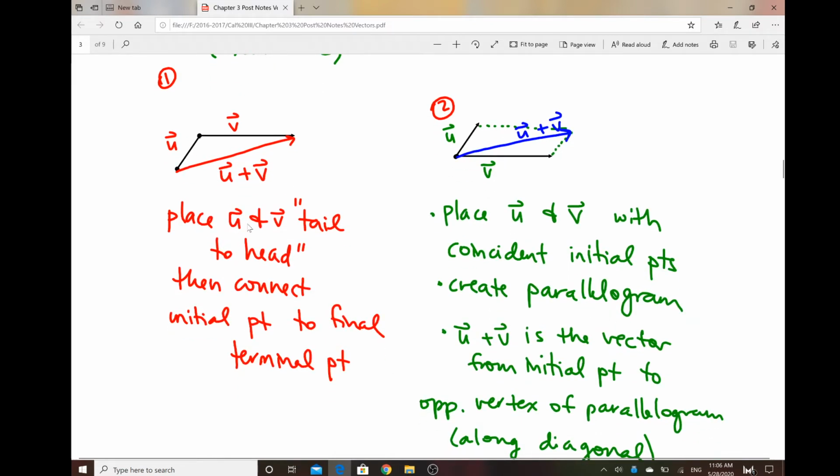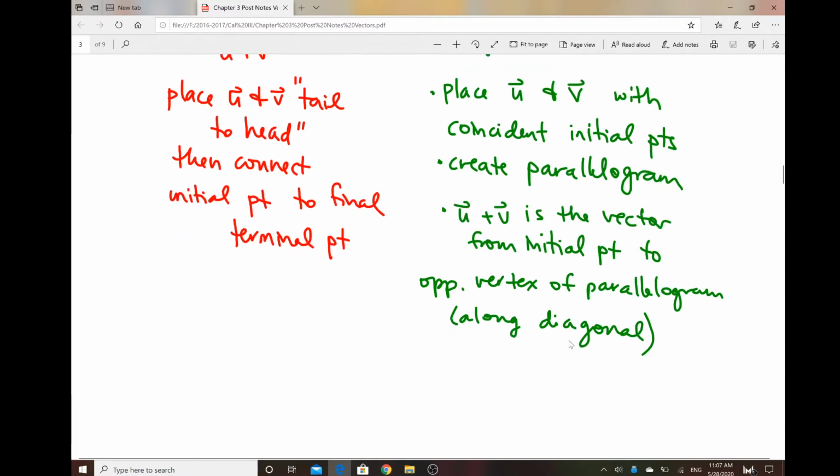So place vector u plus vector v tail to head, then connect the initial point to the final terminal point. Here's another approach. Place vector u plus vector v with a coincident initial point and create the parallelogram. So vector u plus vector v is a vector from the initial point to the opposite vertex of the parallelogram along the diagonal.